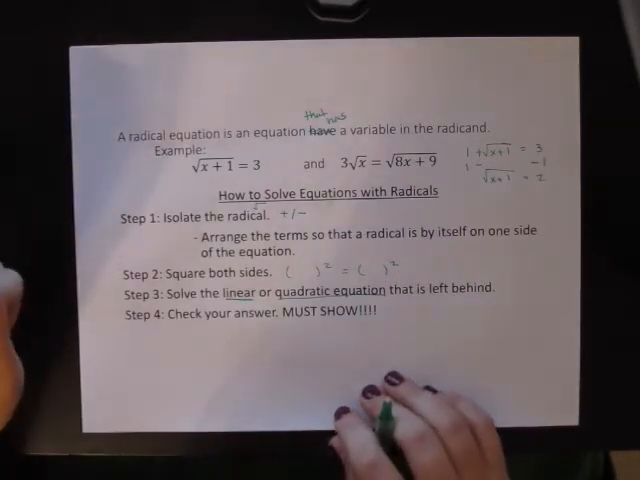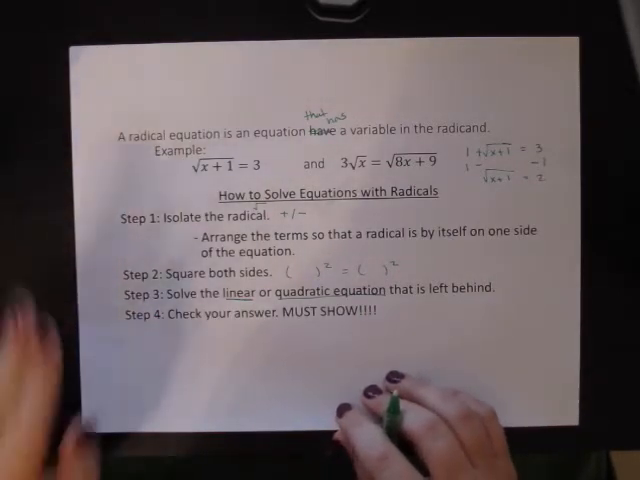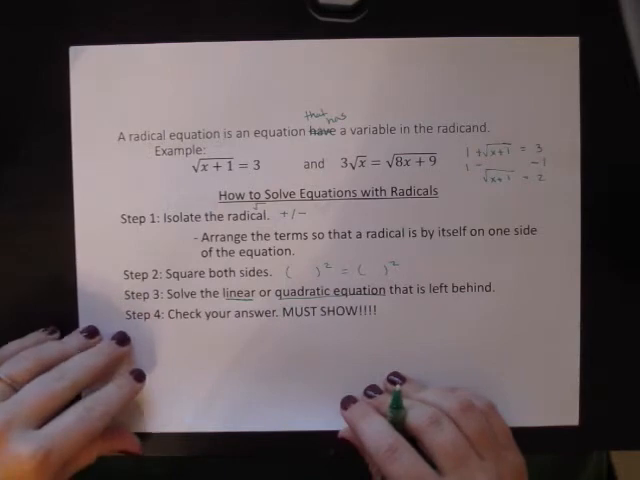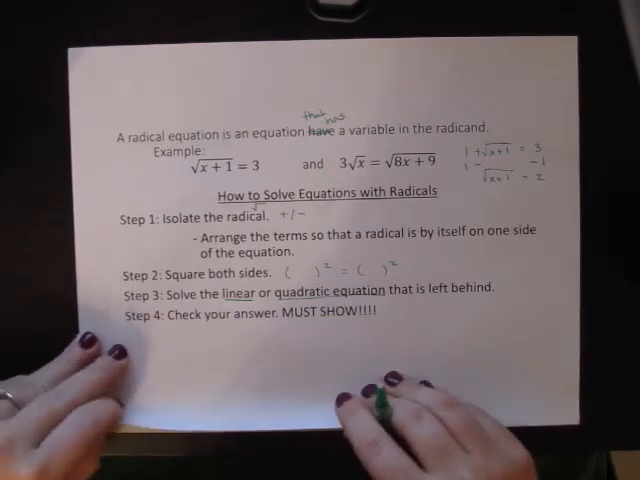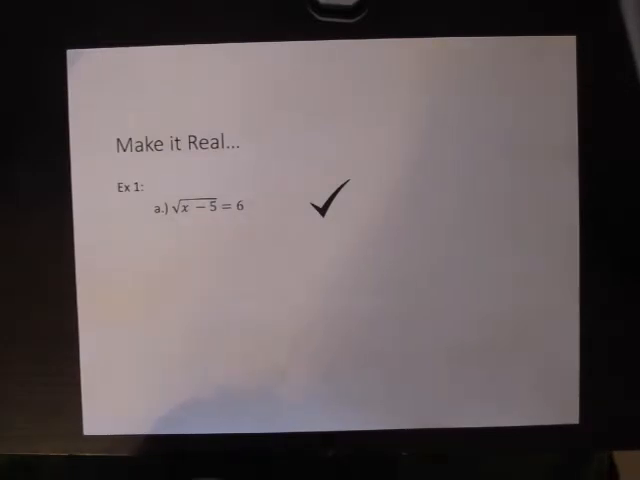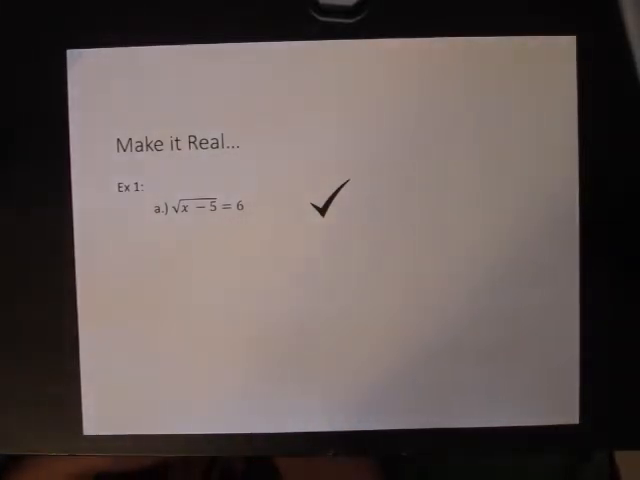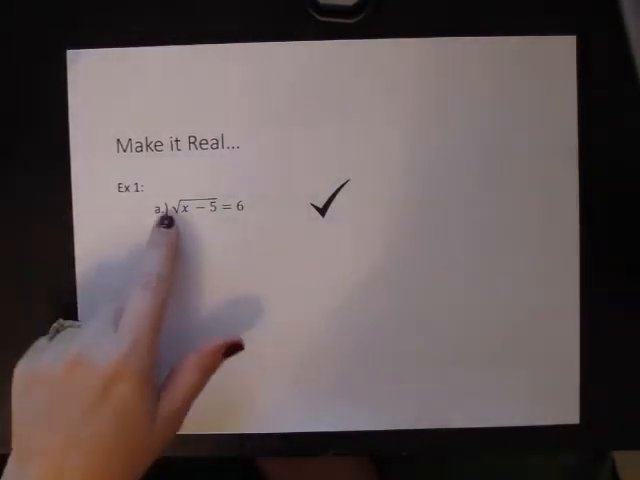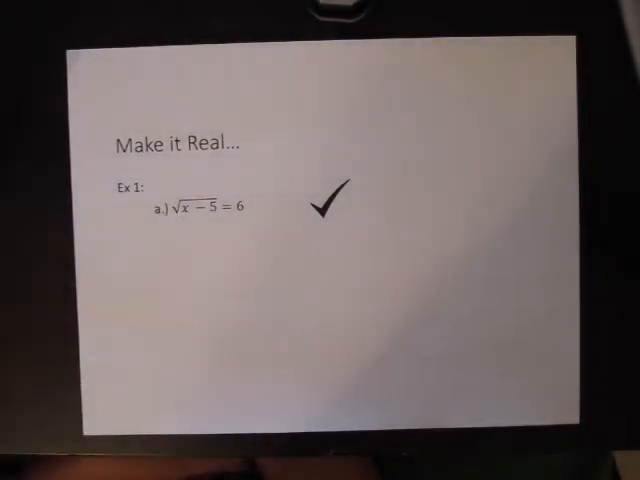So first thing, isolate the radical. Second thing, square both sides. Then you solve the linear or quadratic equation that's left behind, and the last thing you do is check your answer. Okay, so let's make it real. First thing we gotta do is read the problem. We have the square root of x minus 5 equals 6. First thing is to see if the radical is isolated. There's no addition or subtraction, so that part is done.